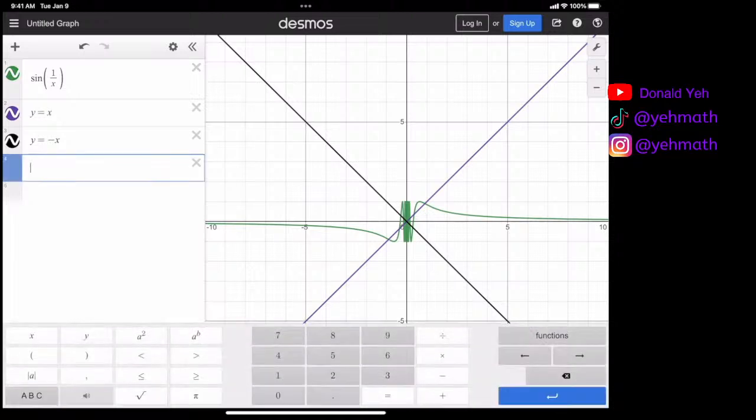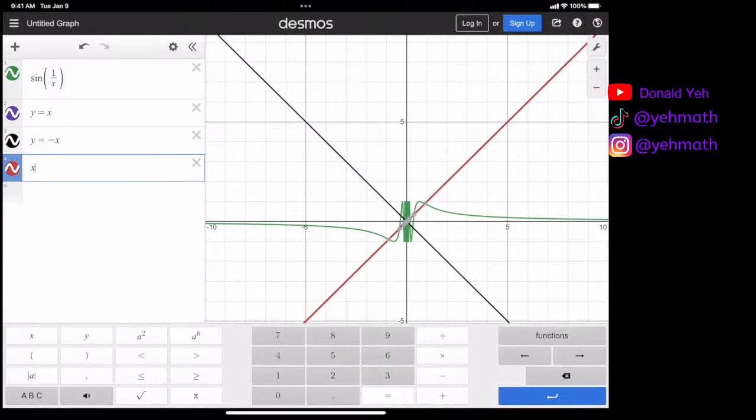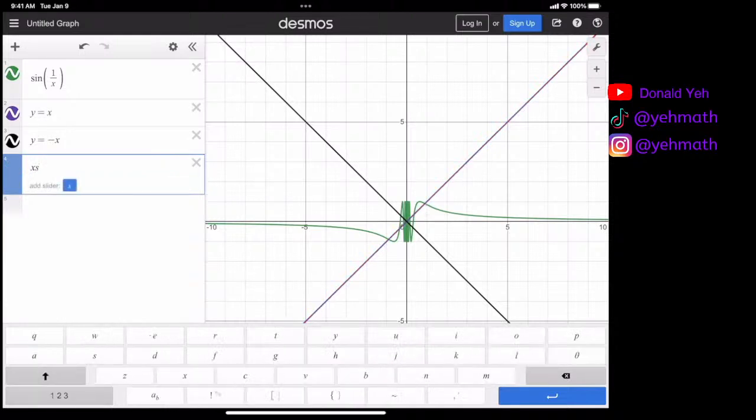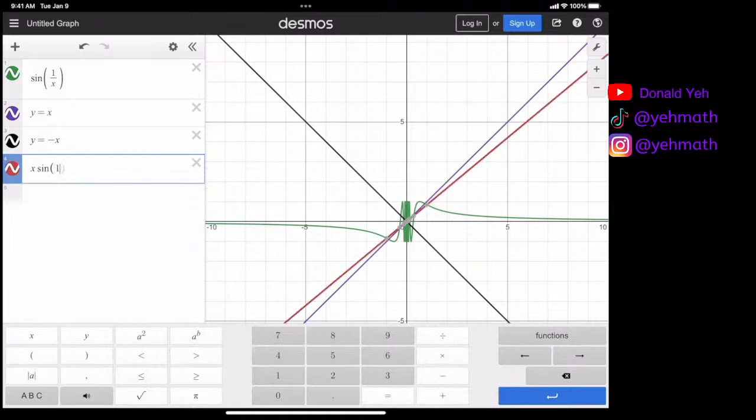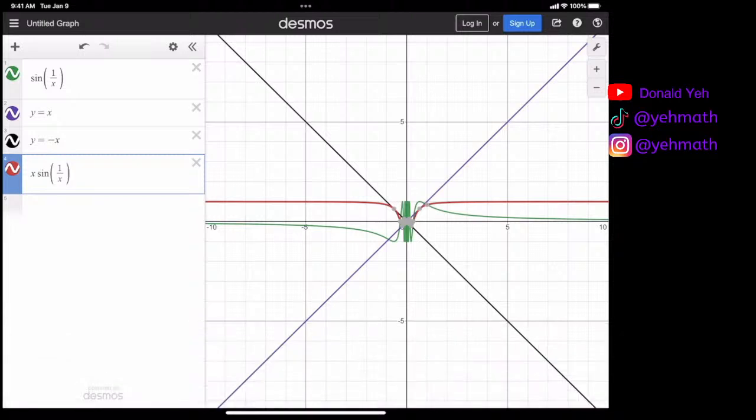Now I'm going to graph the third function. I'm going to graph the fourth function here. x sine of 1 over x. You're going to be like, there's nothing, because we haven't let you see what happened yet. So let me unclear this.